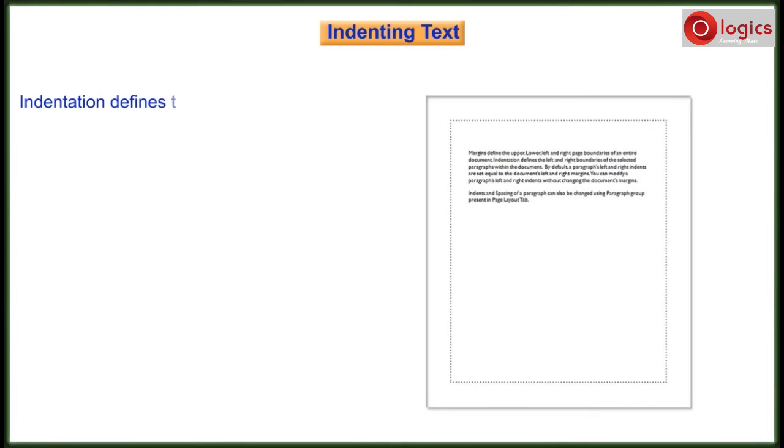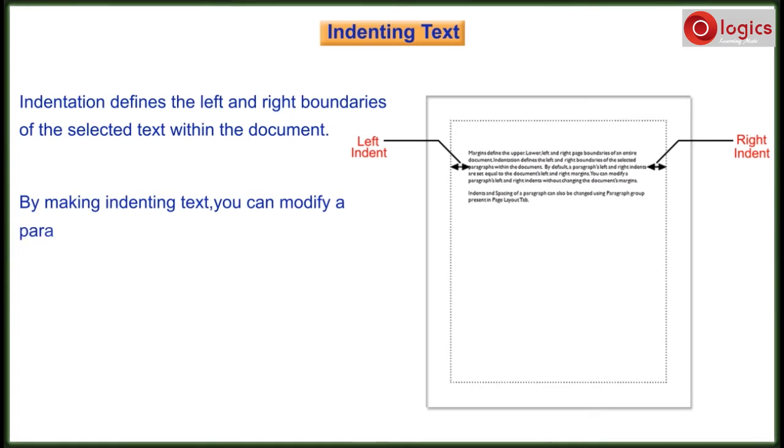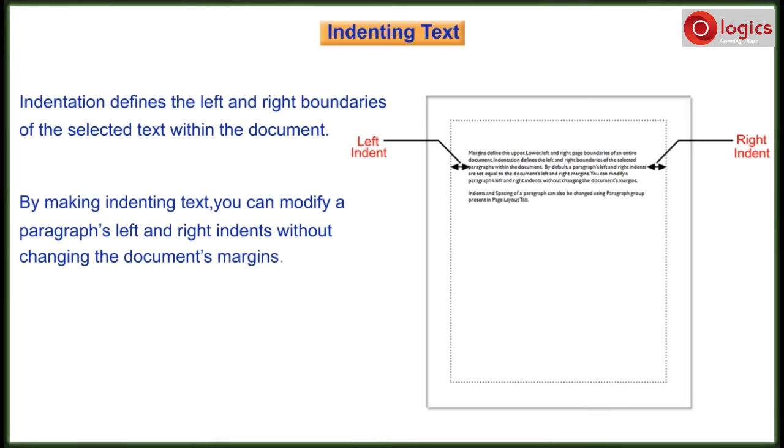Indentation defines the left and right boundaries of selected text within the document. Indentation is the process of increase or decrease blank space from margin to the text of the document. By default, a paragraph's left and right indents are set equal to the document's left and right margins. By indenting text, you can modify a paragraph's left and right indents without changing the document's margins.